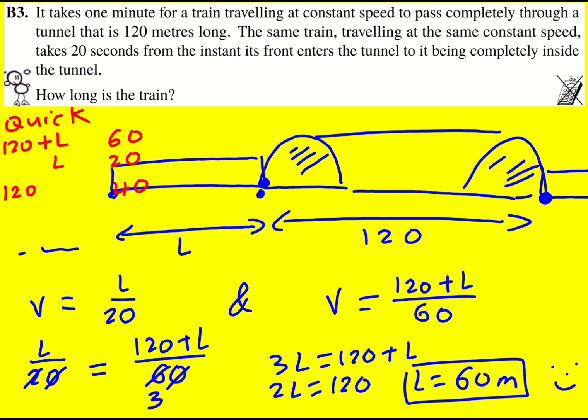And that means for it to go 20 seconds, it must be 60. So because it goes 120 in 40, in 20 it must go 60. And therefore L must equal 60. It probably needs a bit more explanation for that, to be fair, but it logically makes sense, and that's a quick way of doing the question.